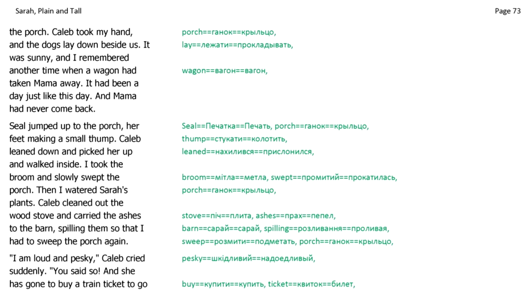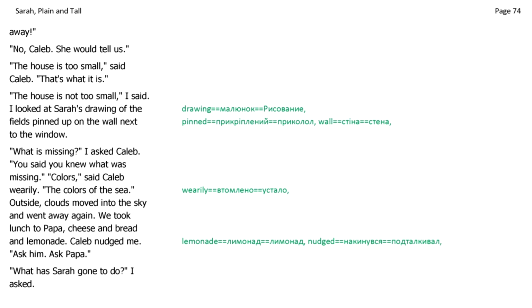"I am loud and pesky," Caleb cried suddenly. "You said so." And she has gone to buy a train ticket to go away. "No, Caleb, she would tell us." "The house is too small," said Caleb. "That's what it is." "The house is not too small," I said.